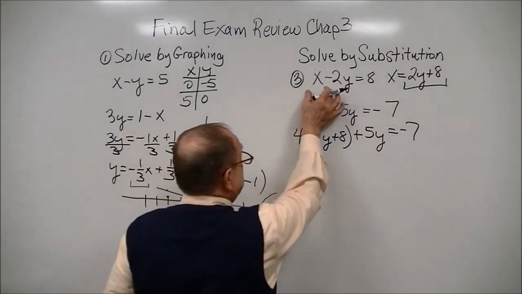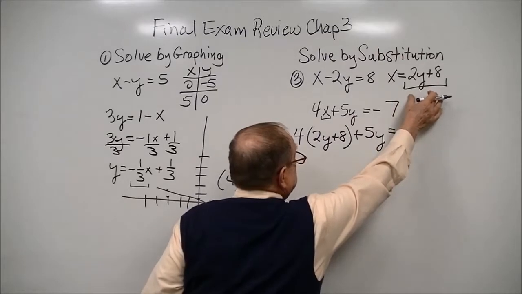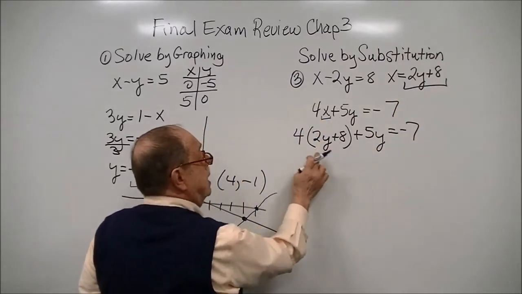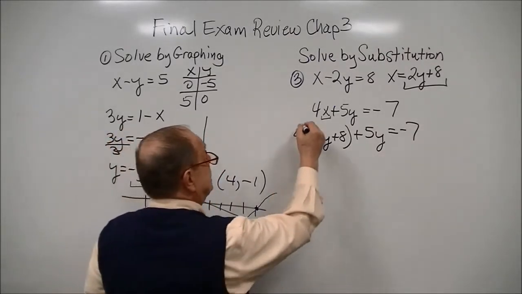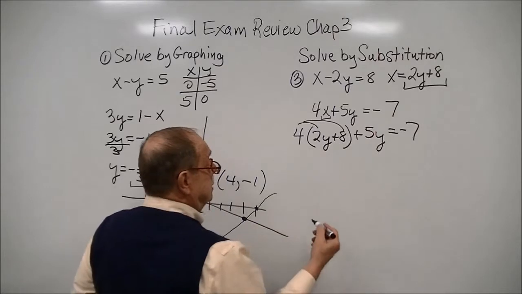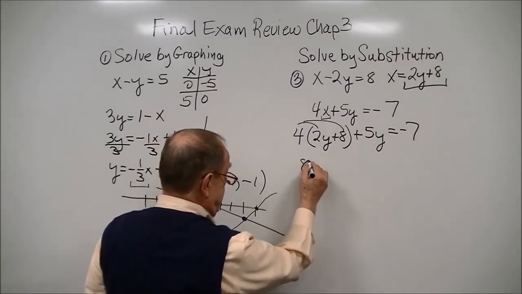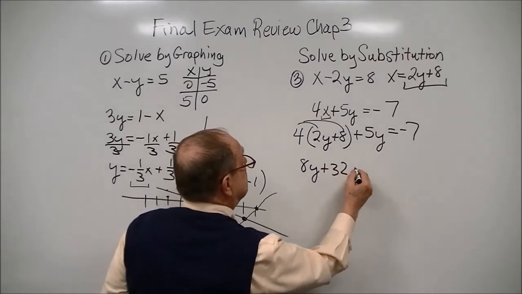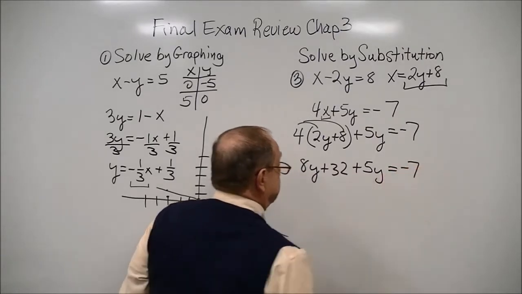So I've solved for x. I'm now taking that value in terms of y, putting it where the x was. Now I have an equation with only one variable. So now I distribute to get rid of parentheses. This will be 8y plus 32 plus 5y equals -7.